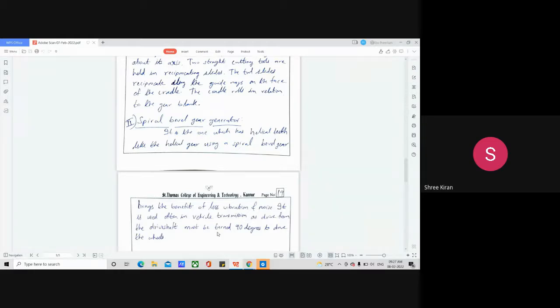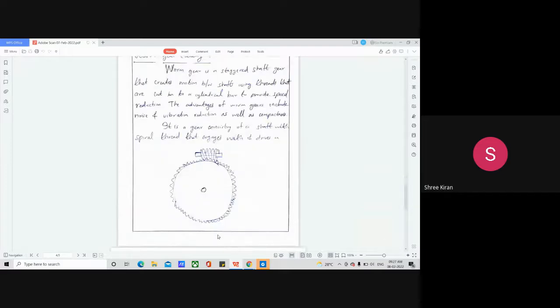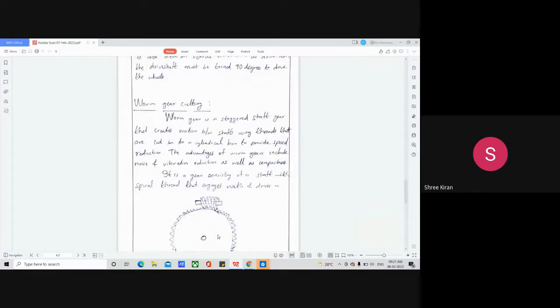Then we have worm gear cutting. It is almost similar to a bevel gear, but it is quite different in certain aspects as per our requirement. That's what we say over here. So in the case of worm gear cutting, what happens is this.